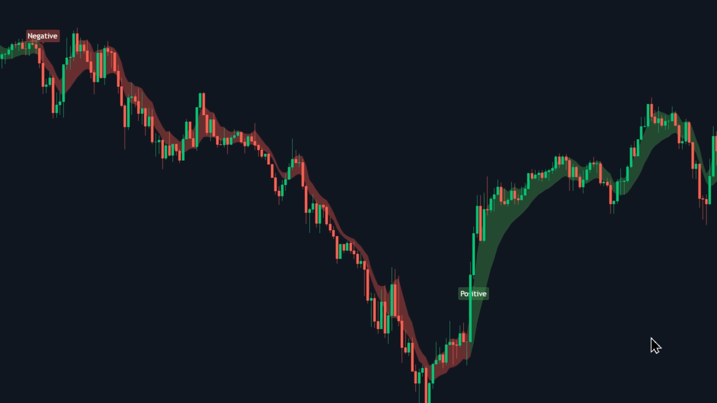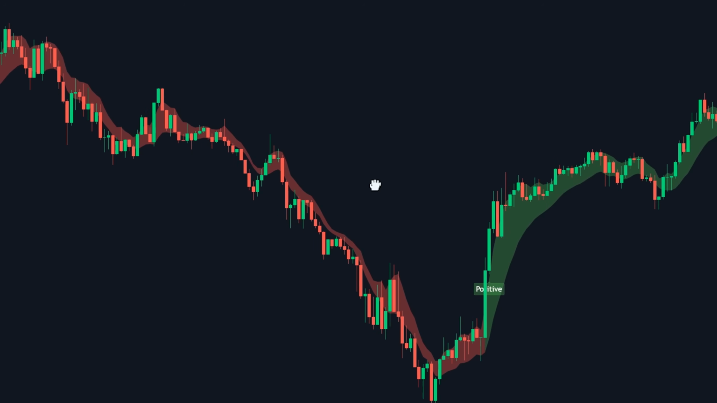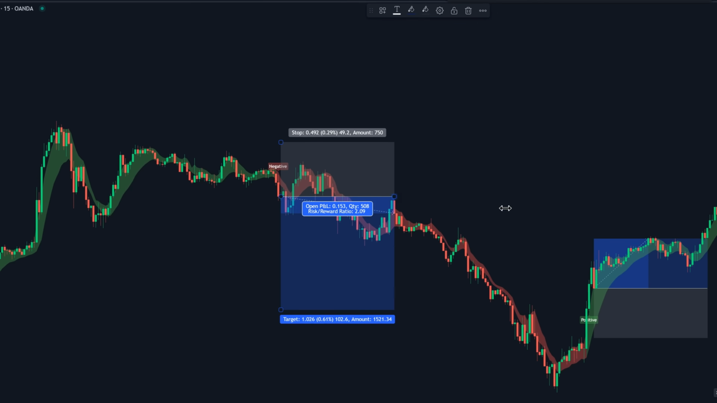This indicator also includes positive and negative signal labels, which highlight transitions between bullish and bearish trends in the market. A positive label, like this one, appears when the market shifts from bearish to bullish, suggesting a potential entry point for long positions. Conversely, a negative signal label, like this one, emerges as the market transitions from bullish to bearish, signaling a potential entry point for short trades.